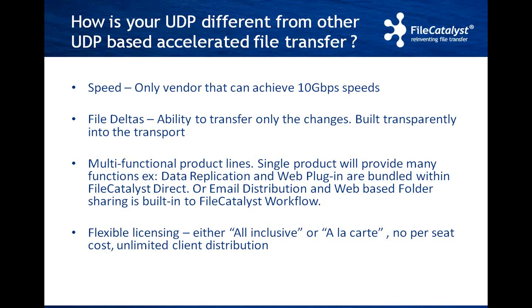And third of all, where we differ also is the flexible licensing, where we can provide you different models of licensing. Either an all-inclusive model where you get all the functions out of the box, unlimited concurrent connections, and no per seat cost, or you can distribute the client software anywhere. Or you can go with the much less expensive a la carte model where you pick and choose the functionality you want, and then you pay a lot less for the software. You can buy how many concurrent connections you want, which functionality you desire, and so on. So it makes it a lot more flexible for your deployment. You can start with something small and grow with it as your business or your enterprise grows.